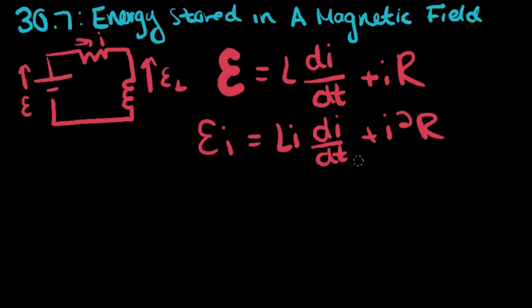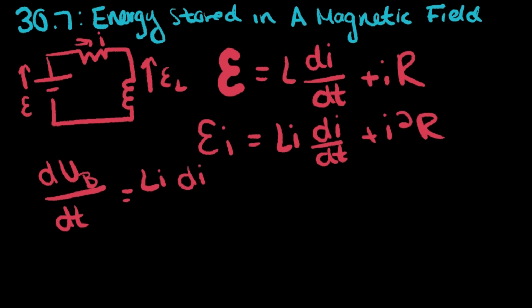So finally, this L I di/dt becomes the rate at which magnetic potential energy is stored in the magnetic field, because due to conservation of energy, we need to store this energy as a magnetic field of the inductor. So we can write L I times di/dt as the change in potential energy. So we'll have d magnetic potential energy/dt will be equal to L I di/dt.